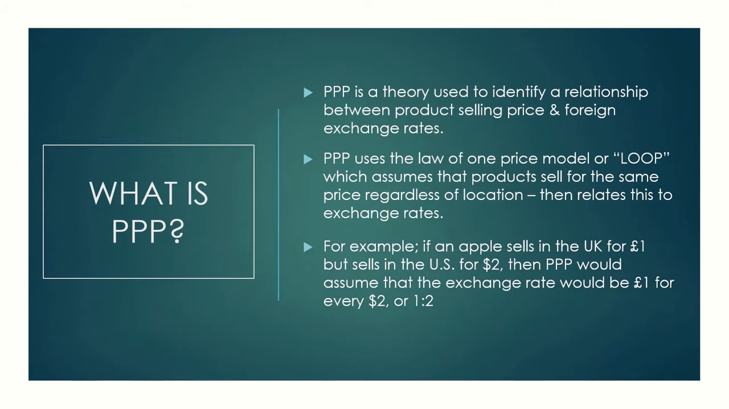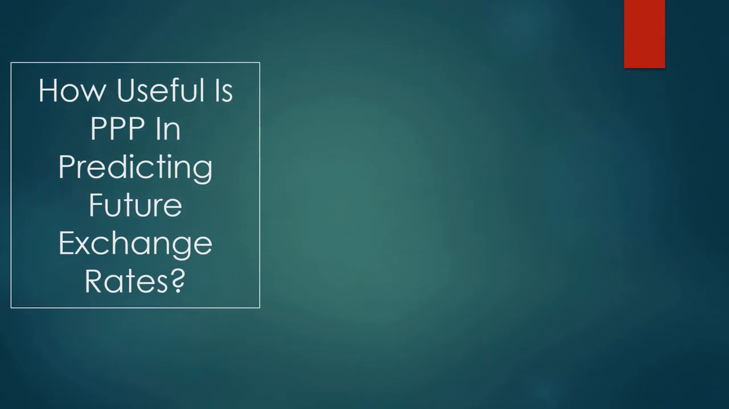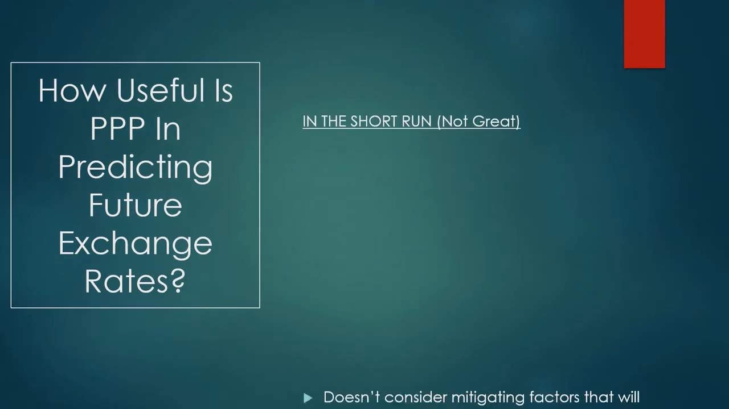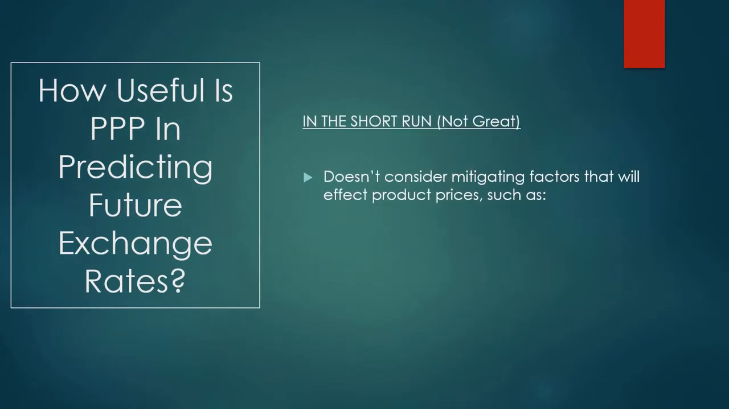For example, if an apple in the UK sells for £1 but then sells in the US for $2, then PPP would assume that the exchange rate would be £1 for every $2, or 1 to 2. So how useful is PPP in predicting future exchange rates? In the short run, it's not that great. It doesn't consider factors that would affect product prices.